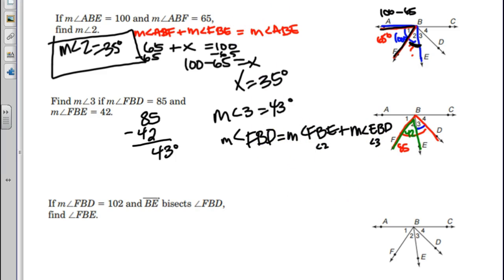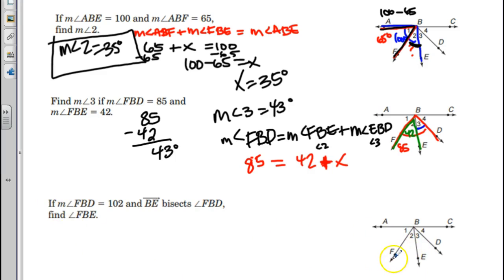So we know that this guy right here is 85. And this guy right here, angle 2, is 42, and we are looking for angle 3. That's a plus sign. We are looking for angle 3, so that's why we subtracted there. All right, if you need to back up and pause or whatever, then go ahead and do that. All right, let's move on to number 3.